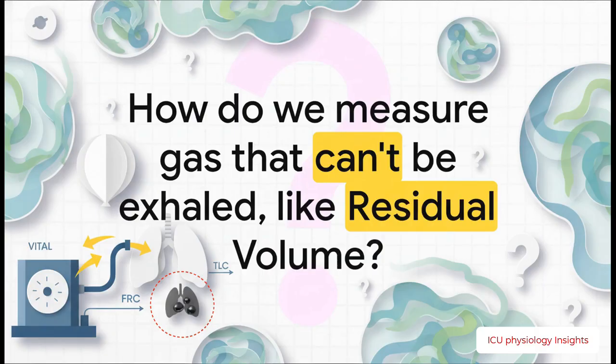But there's a catch, isn't there? Spirometry is fantastic for measuring the air that moves, the vital capacity. But it's completely blind to the gas that's left behind in the lungs, the gas that can't be exhaled, the residual volume. And if you can't measure RV, you can't calculate the functional residual capacity or the total lung capacity either. So, how do you measure what seems to be unmeasurable?